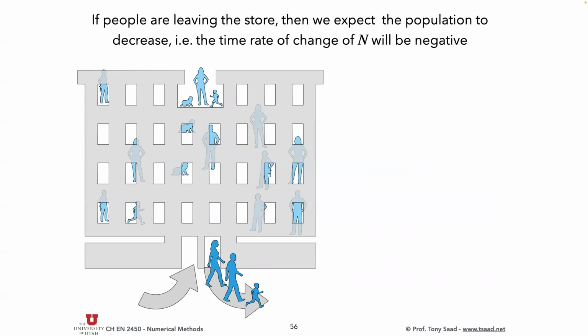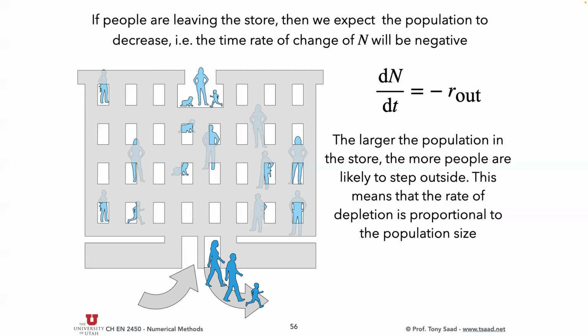If people are leaving the store, then we expect the population n to decrease, and therefore we expect the rate of change to be negative. Obvious. So we declare this as dn by dt equals minus R out. R out is an absolute number, a positive number, the rate of the number of people that are leaving per second or per unit of time, whatever units of time you're using. So if there's like 0.15 people leaving per second, then your rate of change of the population per second is minus 0.15.